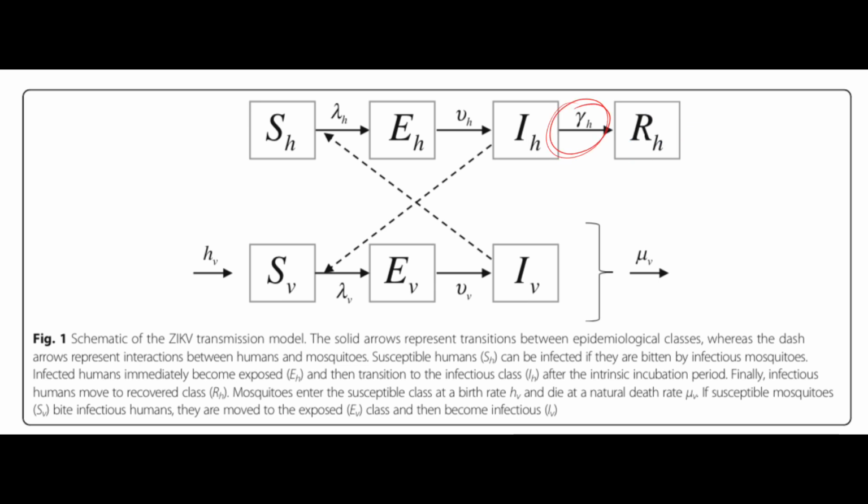Mosquitoes, on the other hand, they enter the susceptible class at a birth rate and die at a natural death rate. If a susceptible mosquito bites an infected human, they become exposed. Vice versa, they will become infectious. It looks simple, right? Well, not exactly, because their relationship dynamics require time-dependent, ordinary differential equations.